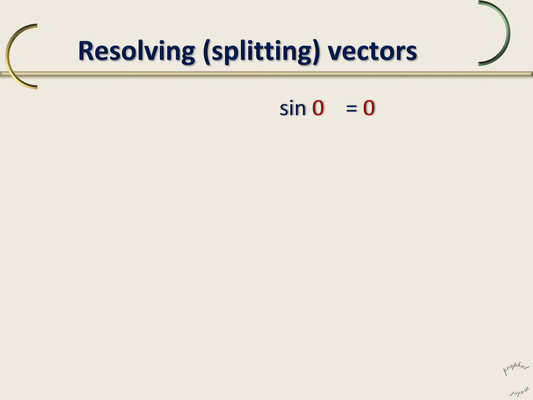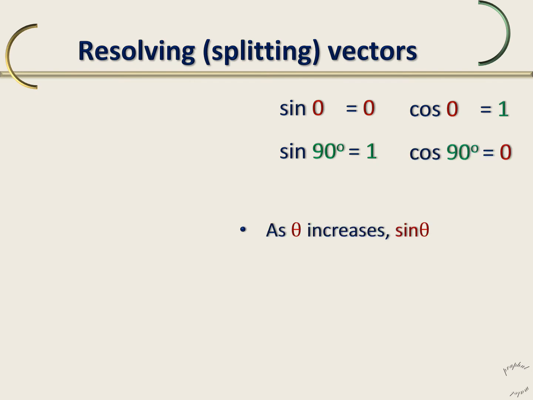For this you need to know the values of sine theta and cos theta, at least the extreme values, like sine 0 is always 0 and sine 90 is 1. cos 0 is 1 and cos 90 is 0. So sin theta and cos theta are always opposite to each other in values.